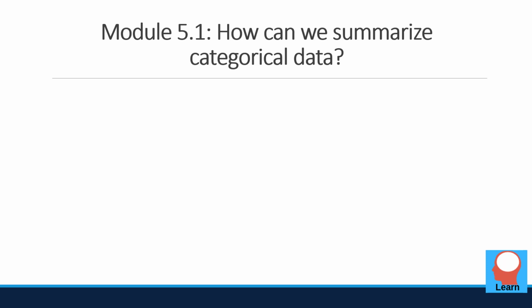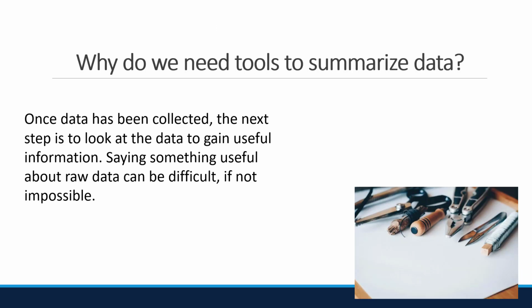Module 5.1. How can we summarize categorical data? Once data has been collected, the next step is to look at the data to gain useful information. Saying something useful about raw data can be difficult, if not impossible.